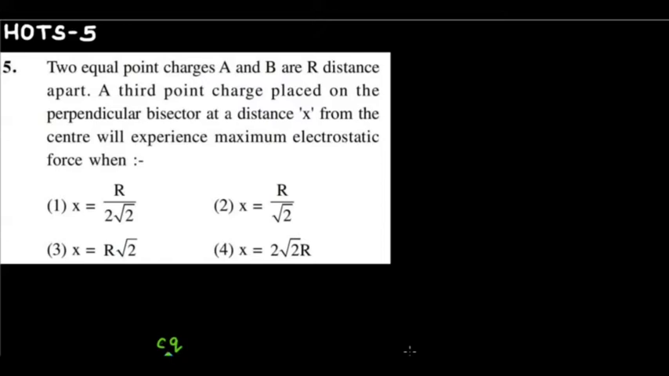So students, in this video I'll solve a question from the chapter Electric Charge and Field, and the question is already on your screen, so let's get started. The question is: two equal point charges A and B are capital R distance apart. A third point charge placed on the perpendicular bisector at a distance x from the center will experience maximum electrostatic force when... So we have four options given and we have to choose the correct answer.